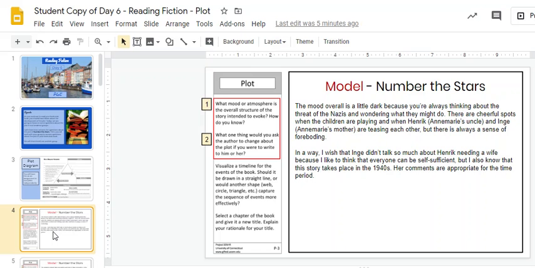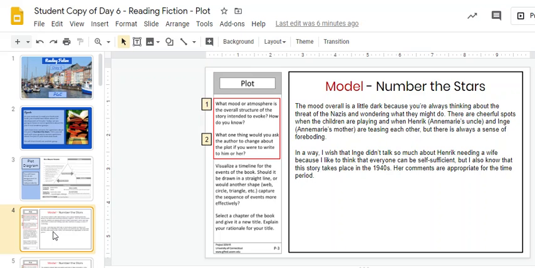Okay. So here is the model of the questions I want you to answer today. So the questions, there are 5 today. We usually do 4, but this day we're going to do 5. So what mood or atmosphere is the overall structure of the story intended to evoke? How do you know? The mood overall is a little dark because you're always thinking about the threat of the Nazis and wondering what they might do.